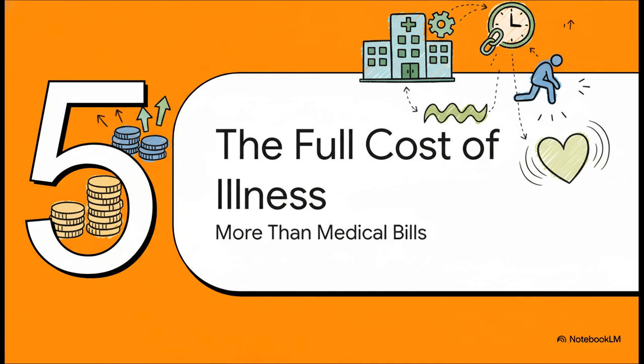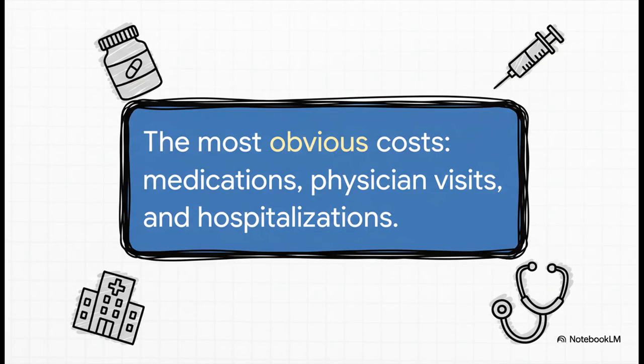Okay. So far, we've really been focused on the costs that you might see on a bill. But to truly understand the full economic impact of an illness, we have to zoom way, way out. First, you've got your direct medical costs. These are the obvious ones we've been talking about, right? The medications, the visits to the doctor, the hospital bill. They're the easiest things to see and to count up.